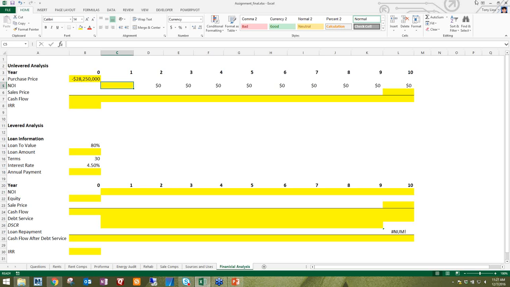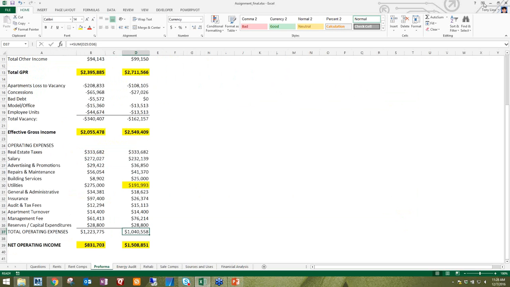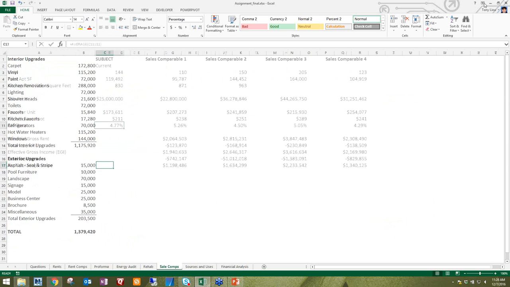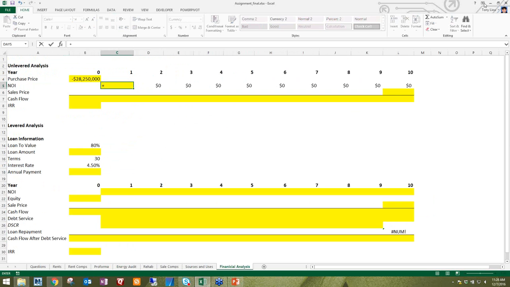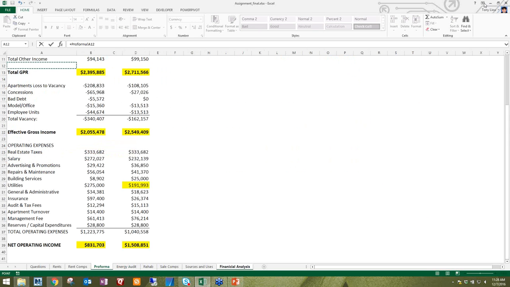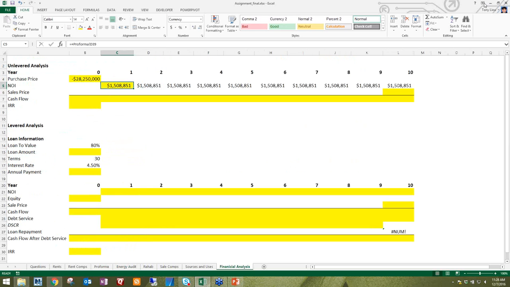My NOI, based upon my underwritten NOI, is $1.5 million. So I'm going to say my NOI is $1.5 million. I've kind of put this in for you. Every year, assuming there's no rent growth, and that's a gross assumption, a bad assumption, that means that each year you're getting $1.5 million.